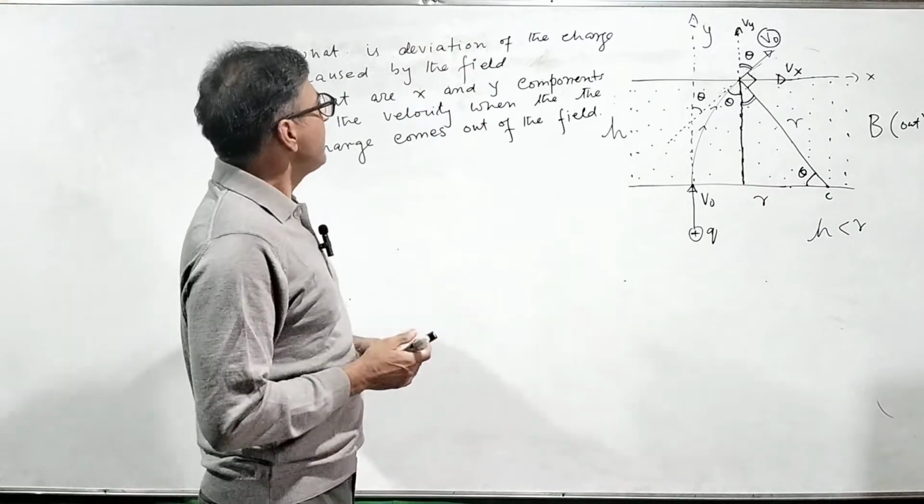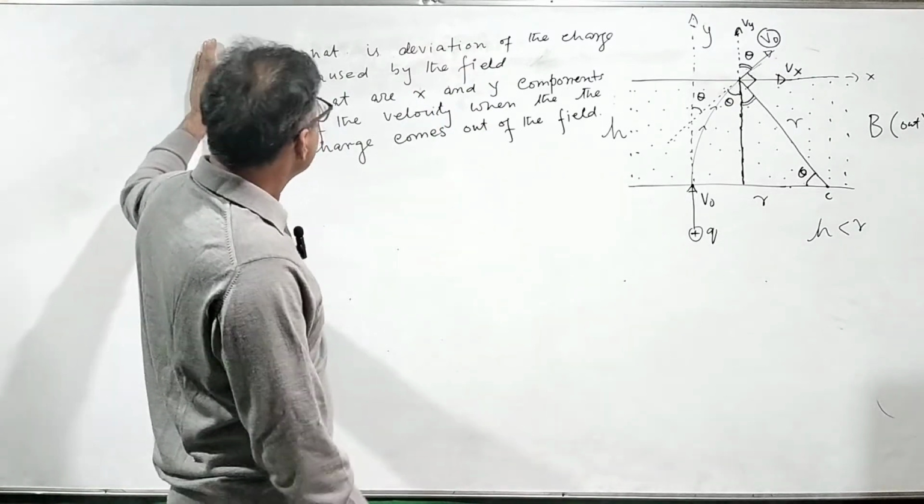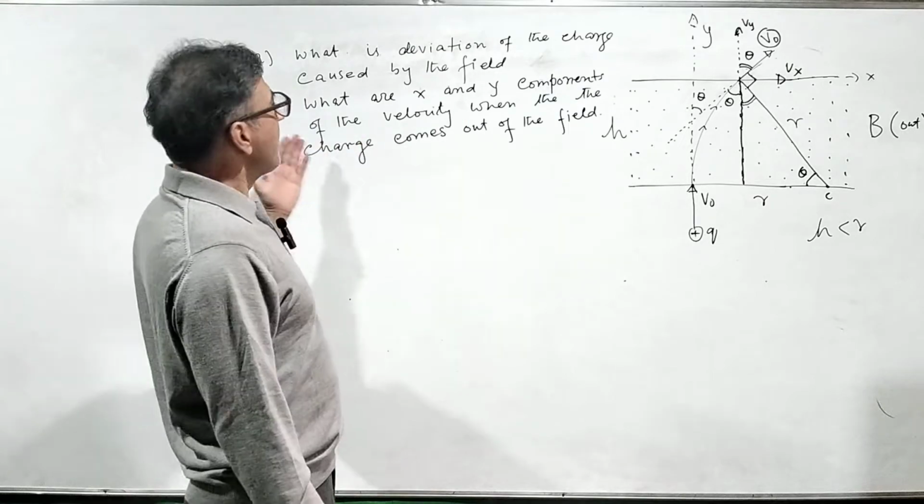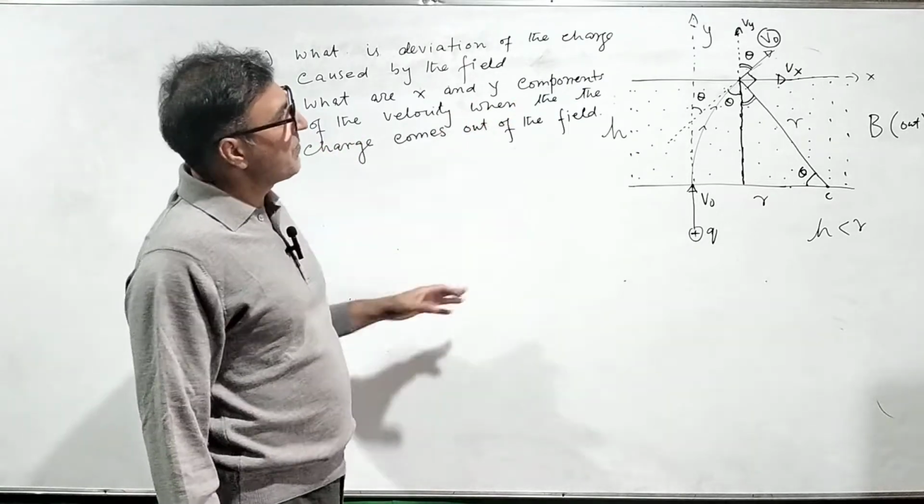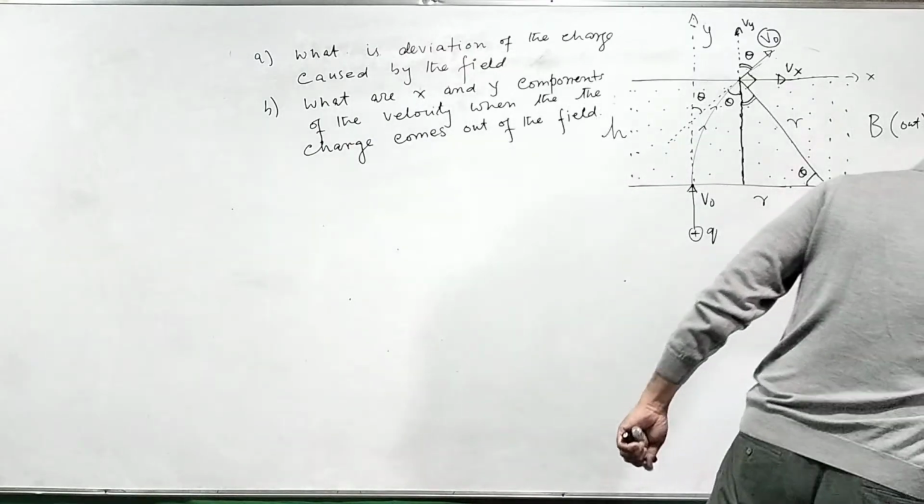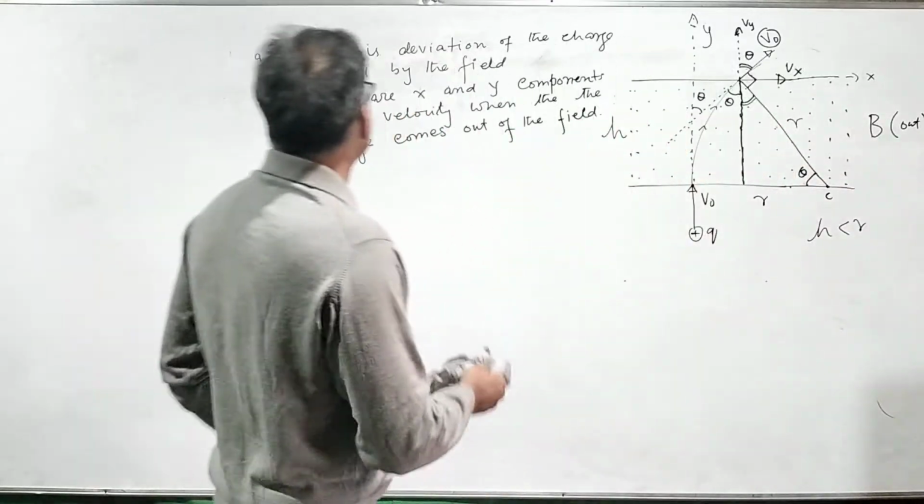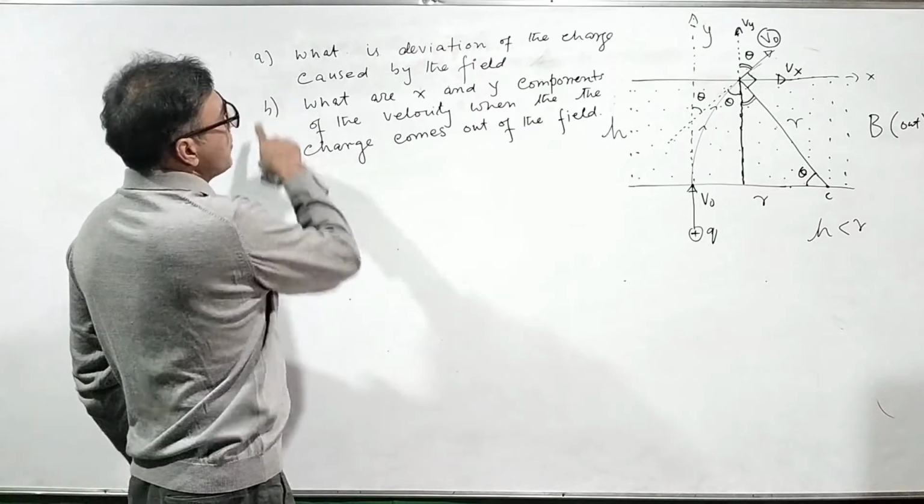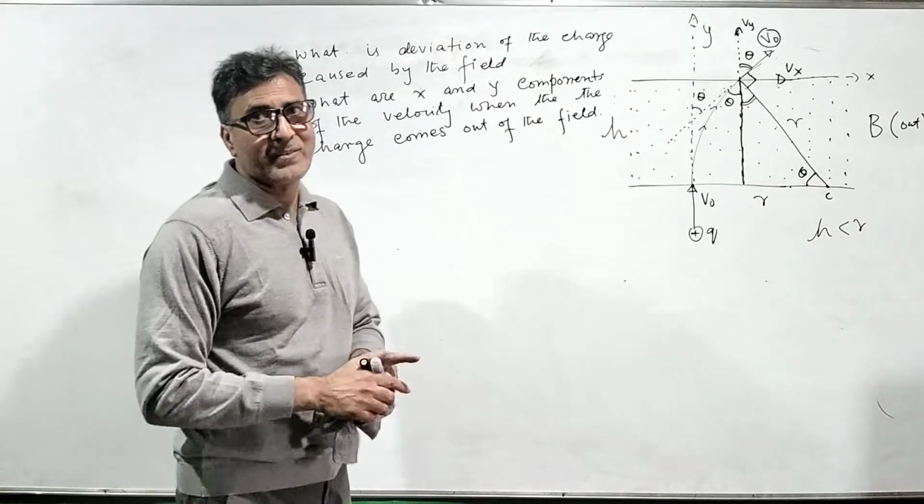First of all, I must tell you, these two things I will find. First, I will find theta. Then, I will find the x and y components of this velocity. But before I do that, I must explain certain things to you. Let me explain certain things. Okay, let me rub it off because you already know what we have to find.